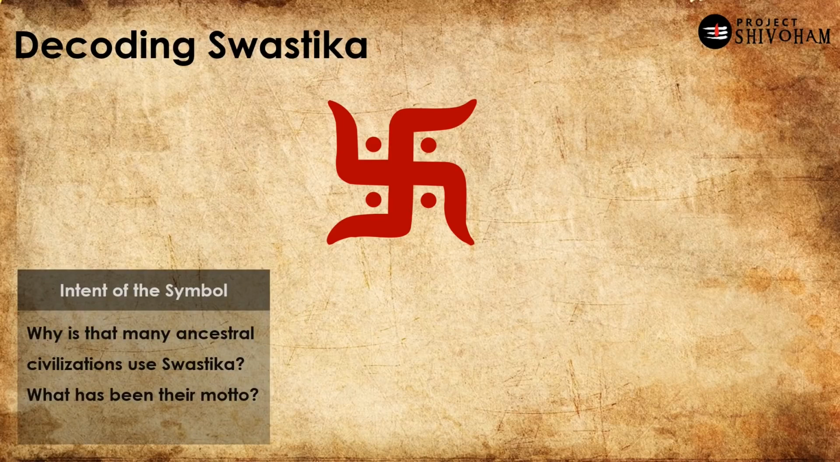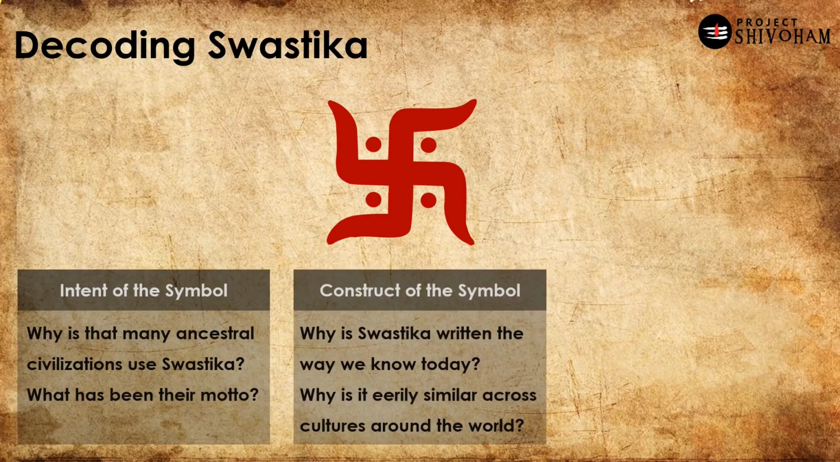Let us say I want to invent a symbol to convey an idea. The very first thing is the intent of the symbol, and in our context, why is it that many ancestral civilizations use swastika? What has been their motto? Now that is the very first facet we need to understand about swastika. And moving on to the next, the construct of the symbol. Here in our context, why is swastika written the way we know today? And why is it eerily similar across the cultures around the world? That is the most important question.